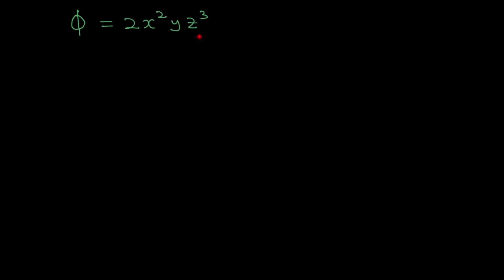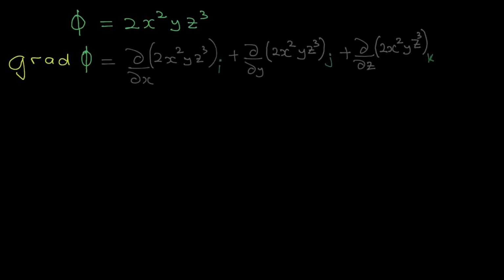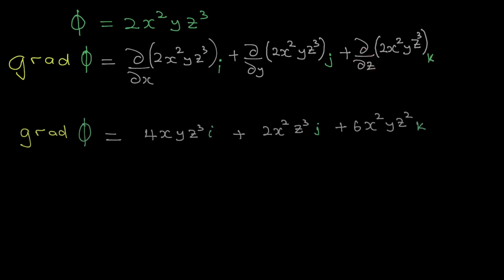Here's an example of phi. So applying the grad function to phi, this is what we get. We get the partial derivative of phi, which is that one here, in the i direction, plus the partial derivative of phi in the j direction with respect to y, and the partial derivative of phi in the k direction with respect to z. So what that means is we're differentiating with respect to x while the other variables are constant.